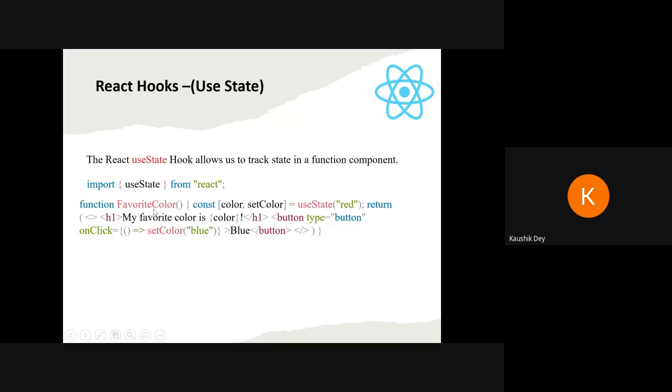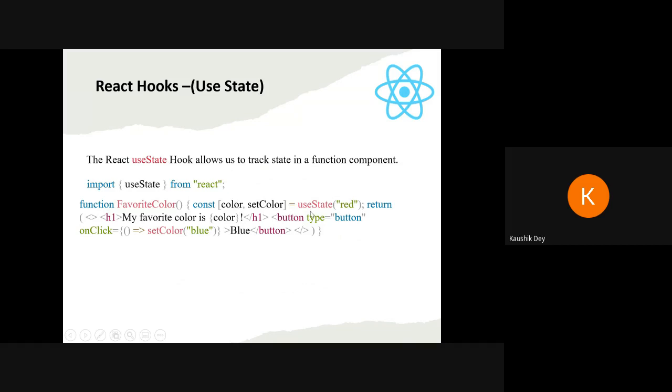This is the function. I have added two state values, color and setColor. Means this is your main value, and here you can set your value. The setter means update, initialize the value.